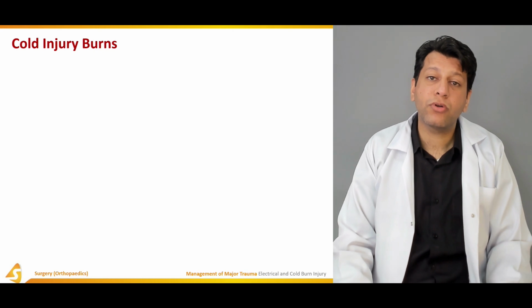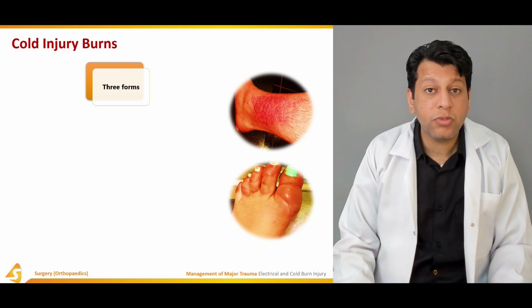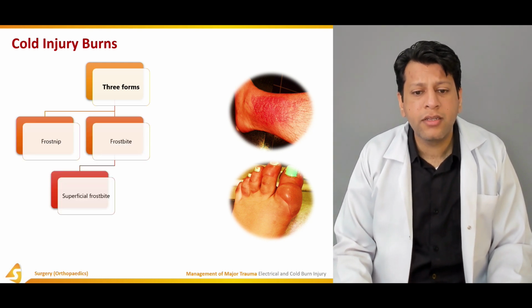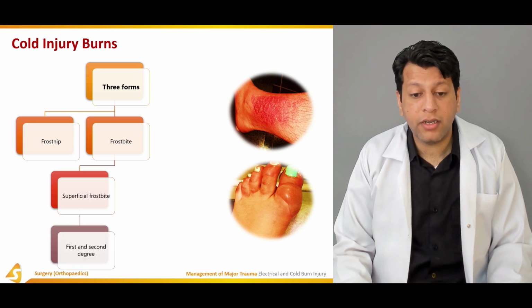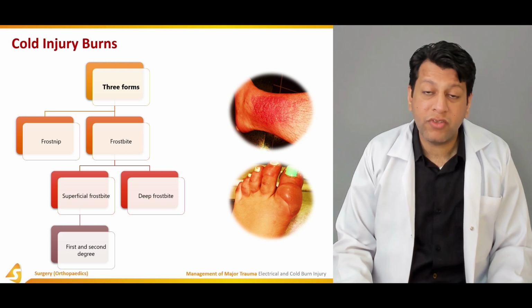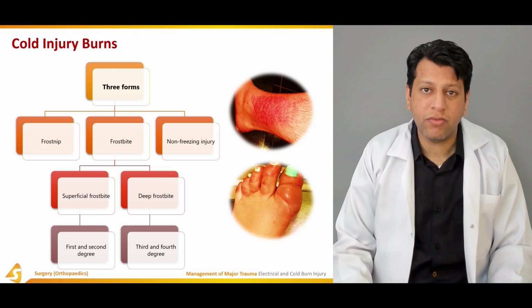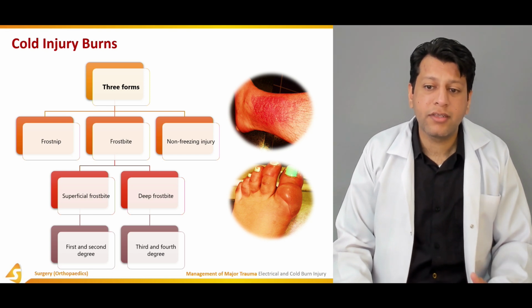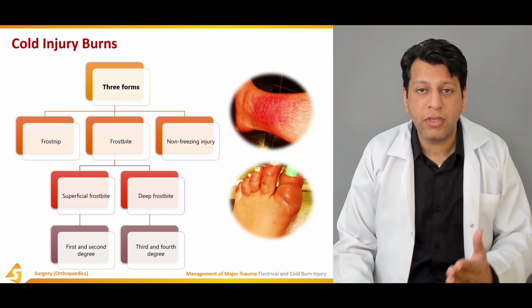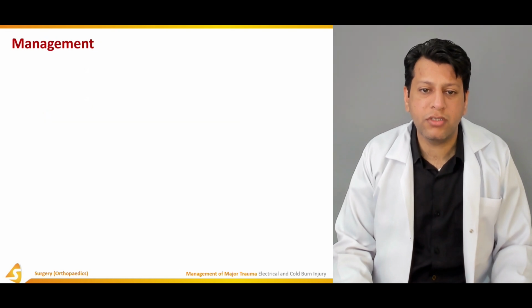They are also very important, although very rare, but they can occur as well, and especially there are three forms which exist. One is frostnip, then frostbite, which could be superficial, which is first or second degree, or it could be deep frostbite, which is usually third and fourth degree. Or it could be a non-freezing injury, in which the patient has some kind of chilblains. In these kinds of injury, the tissues may not be frozen, but it is associated with cold injuries.